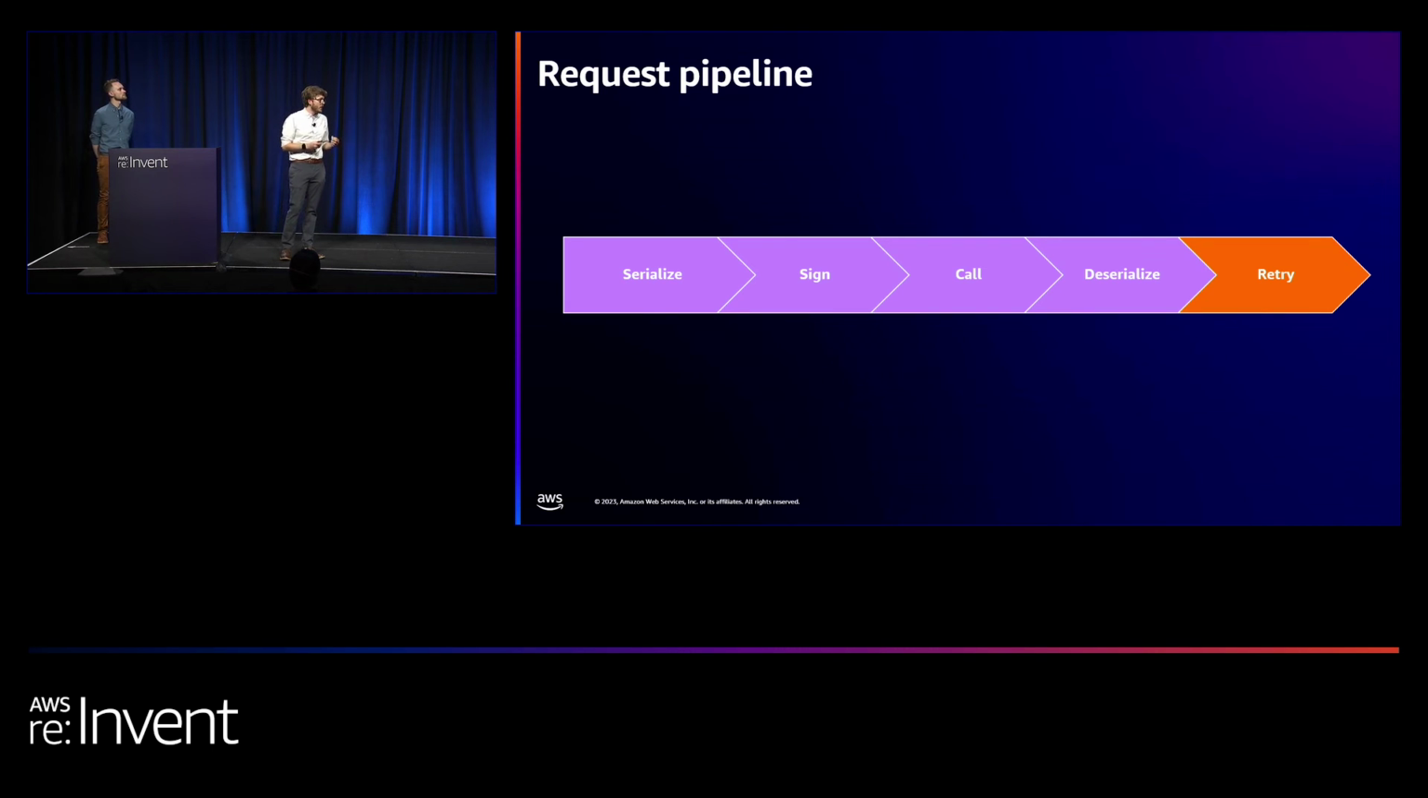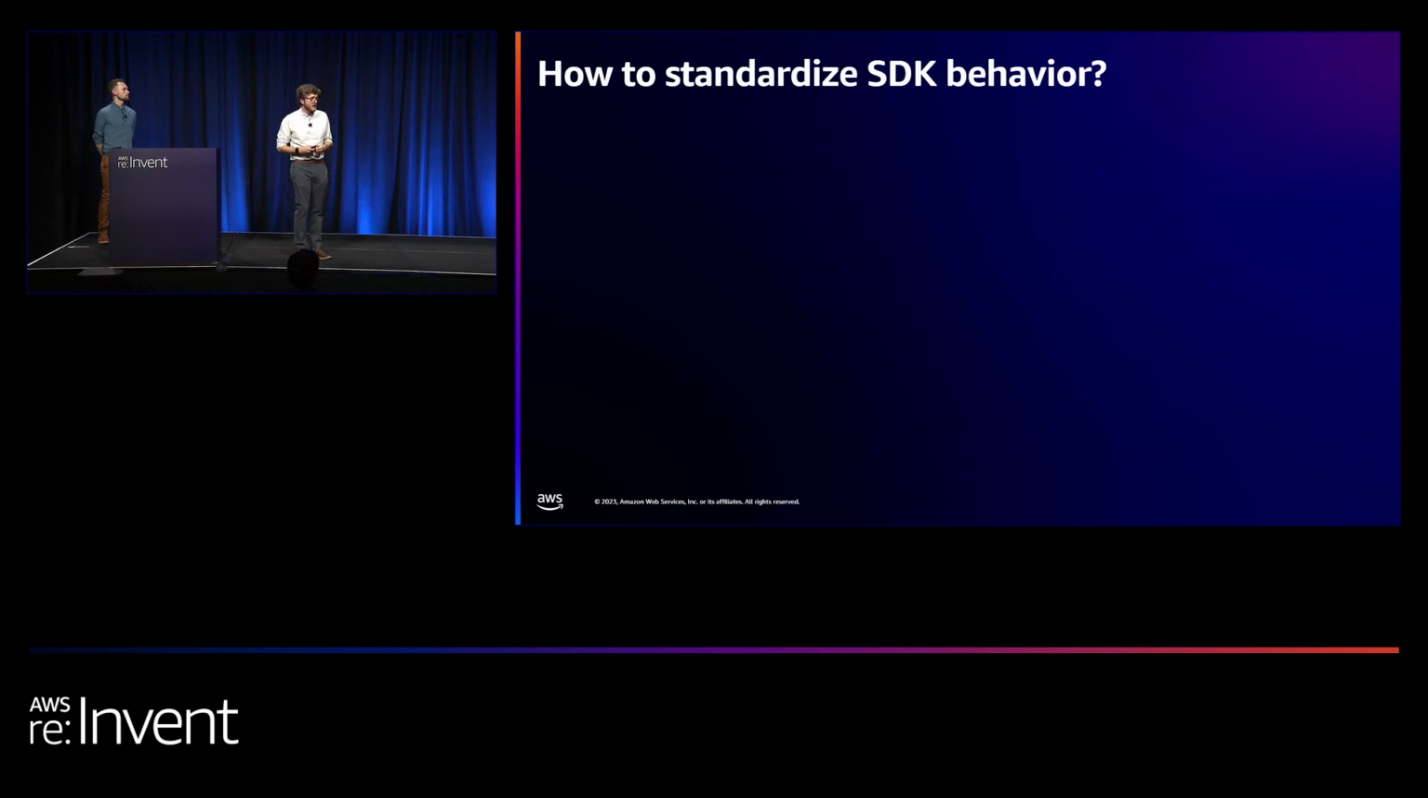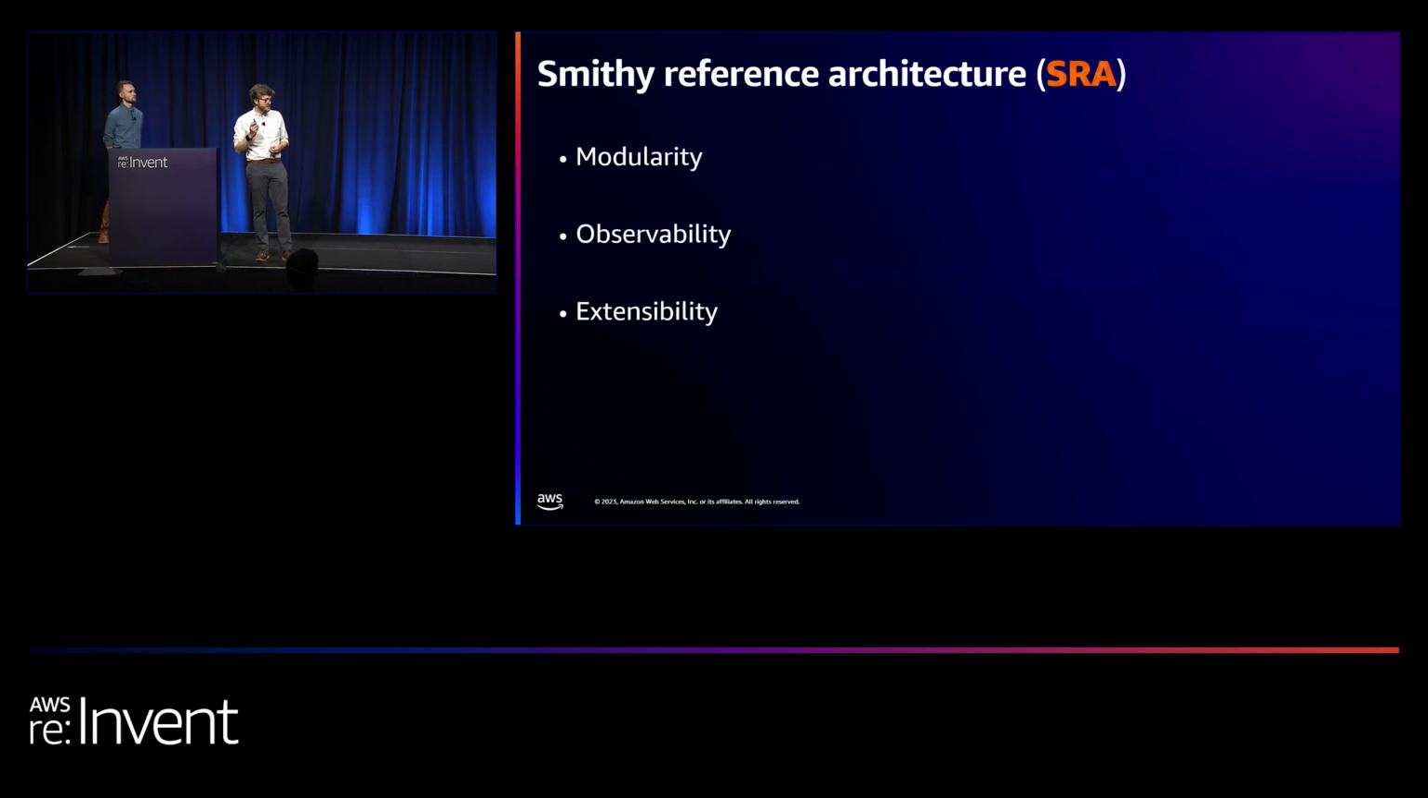Now, over time, all of our SDKs have evolved to implement this request pipeline in slightly different ways. And what that means is we've occasionally ended up with divergent and occasionally conflicting approaches in different languages. So how do we harmonize all of our different SDKs across all of our different languages so we have a consistent customer experience? Well, the answer is the Smithy reference architecture. The Smithy reference architecture is a common architecture for all of our SDKs that emphasizes modularity, observability, and extensibility.